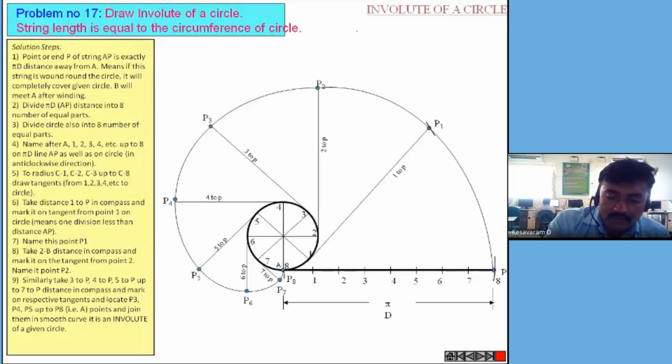Okay, this is the procedure to draw the involute of a circle. In the next class we can discuss how to draw the cycloid of a circle.